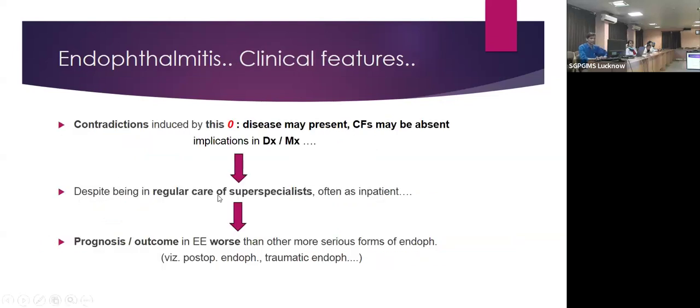And this is problematic, because the disease may present and clinical features may be absent. And this has a direct implication on diagnosis and management, as you understand. These hematological patients, despite being under regular care of super specialists, often as inpatients, the prognosis and outcome of endogenous endophthalmitis is much, much worse than other serious forms of endophthalmitis, that is post-op and traumatic. The worst prognosis is this endogenous endophthalmitis. And the only reason is that the disease presents in a very different way, and diagnosis is very difficult.